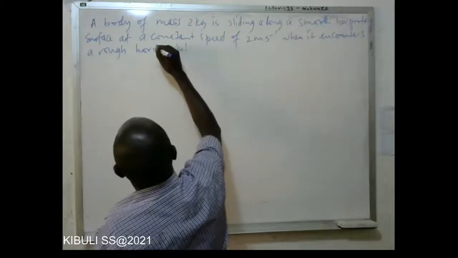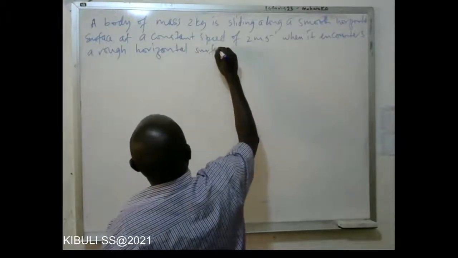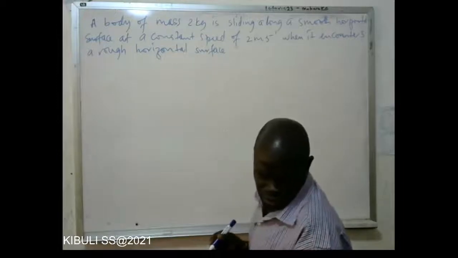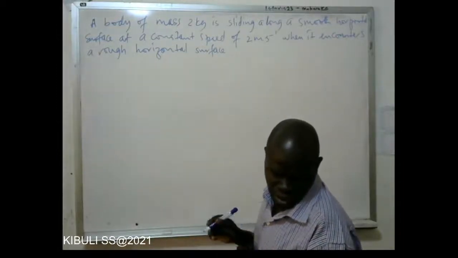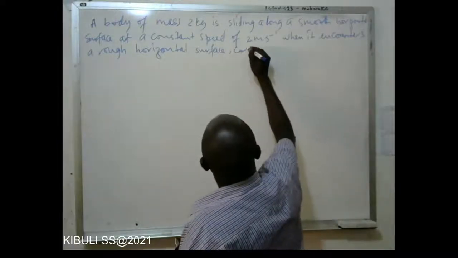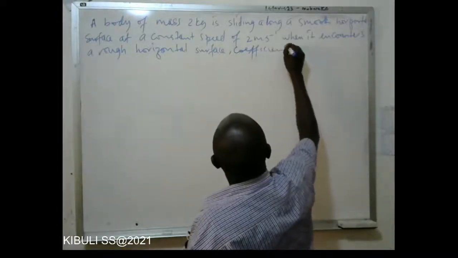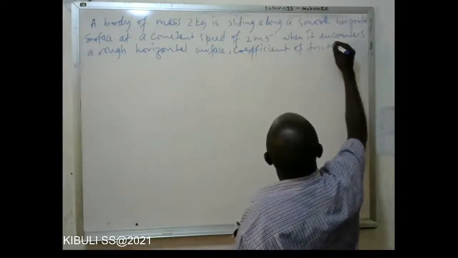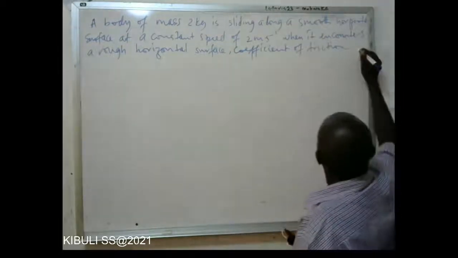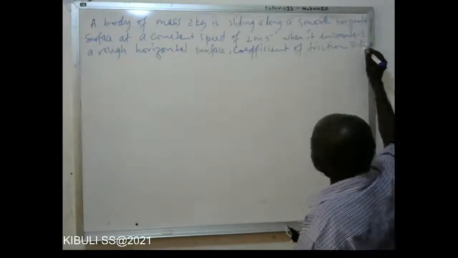Horizontal surface. If we can't have horizontal surface. Coefficient of friction. Coefficient of friction. Coefficient of friction. Coefficient of friction. 0.2. 0.2.